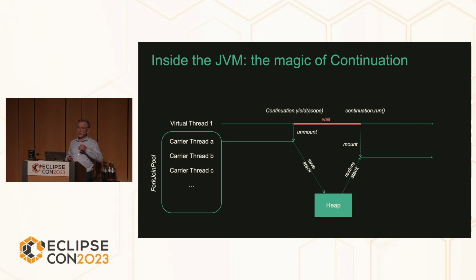By the way, as you can see, there is a pool, more specifically a fork-join pool of platform threads dedicated to run virtual threads. They are called carrier threads. Later on, when the I/O is completed, continuation run is called somewhere inside the JVM. Then the virtual thread can be restarted, a new carrier is mounted, and the stack is restored from the heap. At this stage, are you totally lost, or is it clear? Virtual threads, platform threads, carrier threads. It's okay?